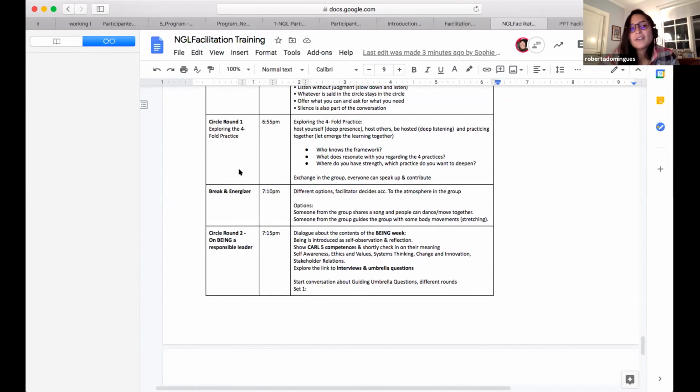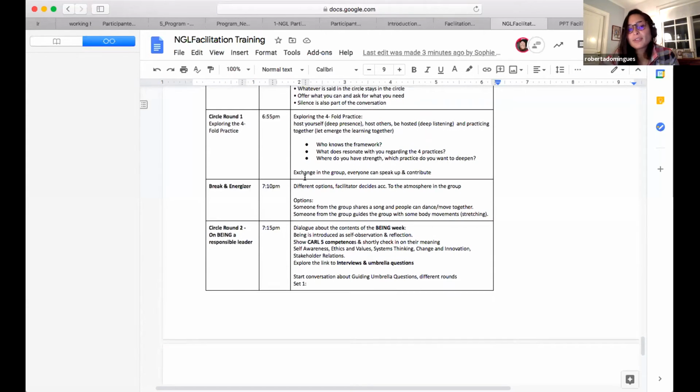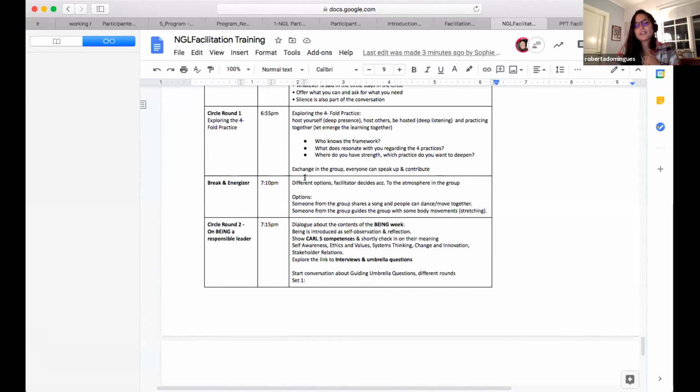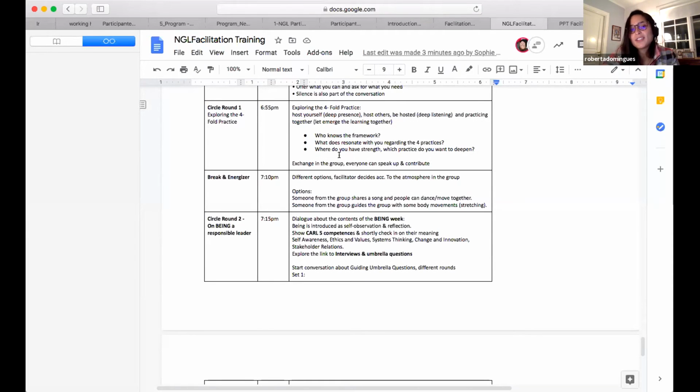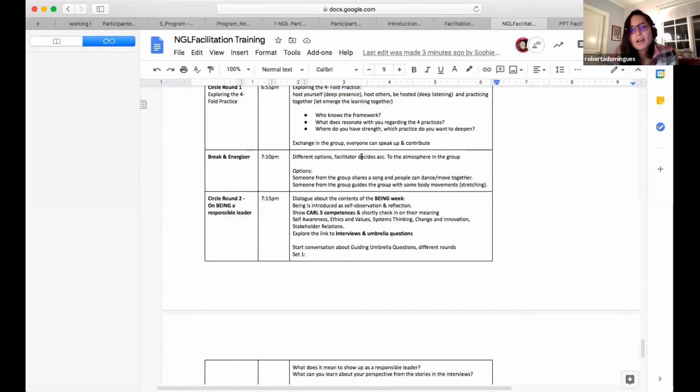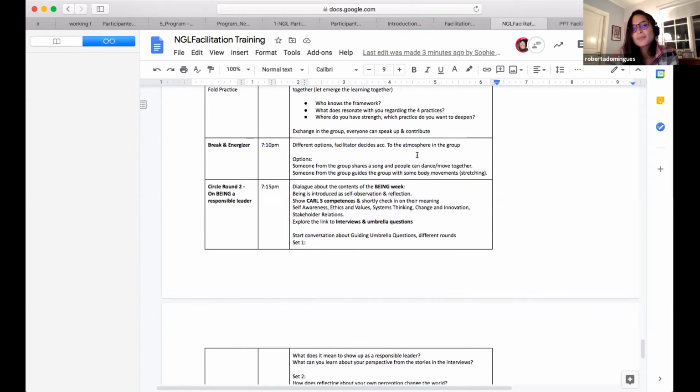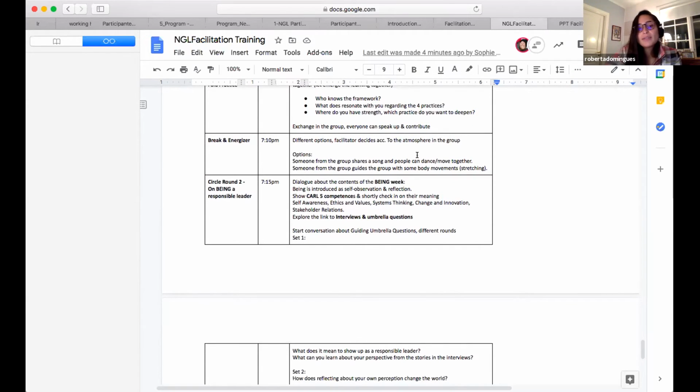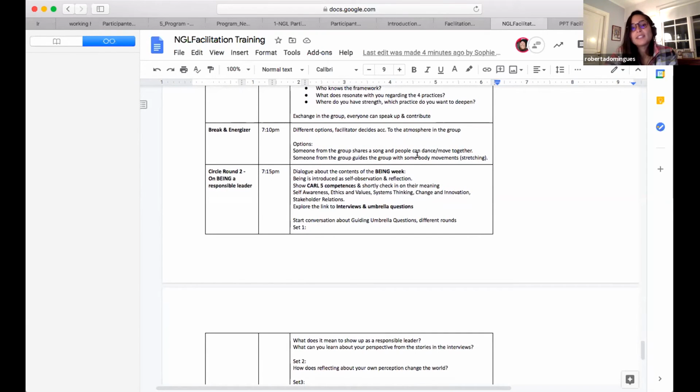Then the next thing, we would have the circle round. So we would explore the fourfold practices, the practice of hosting ourselves, hosting others, and the communities. So you can ask who knows about these frameworks already, and what from this framework of hosting yourself, others, and being community resonates with you? And where do you have strength, or what practice do you want to contribute? And then the whole group would have the opportunity to share about that.